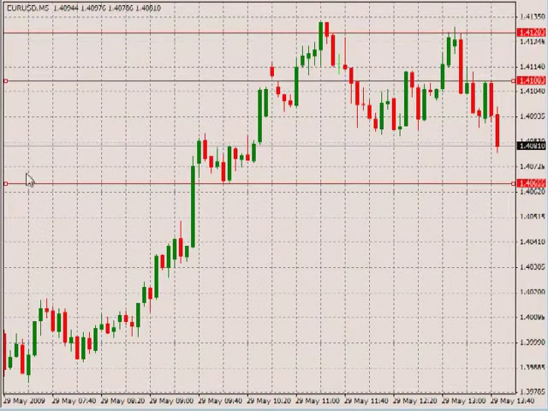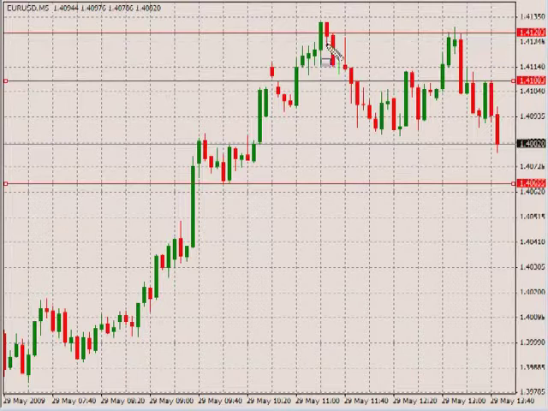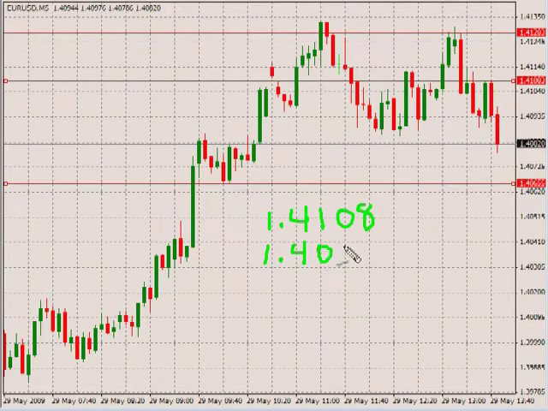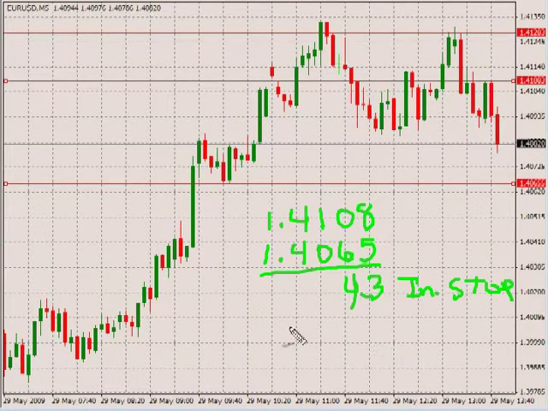So we can recalculate this now and we can say, okay, well if my entry point now is at 1.4108, we'll just go to 4 digits, and my stop is at 1.4065. We can calculate this for our stop loss. So we've got an initial stop here of 43 pips. So 1/2 that is going to be about 22 pips.